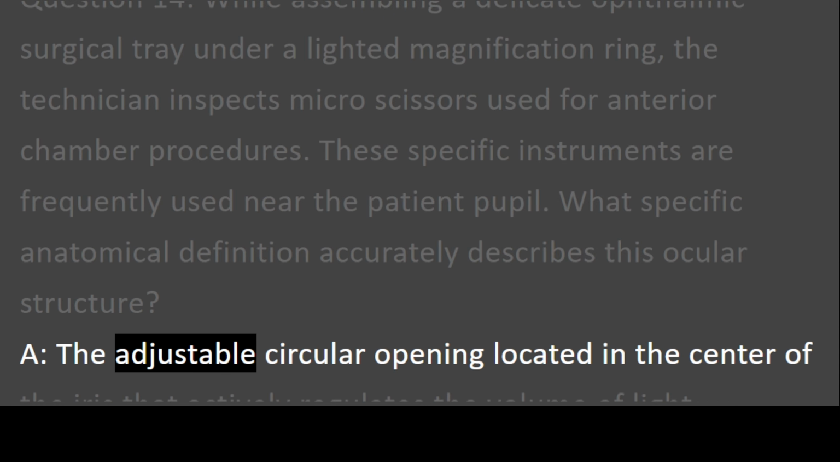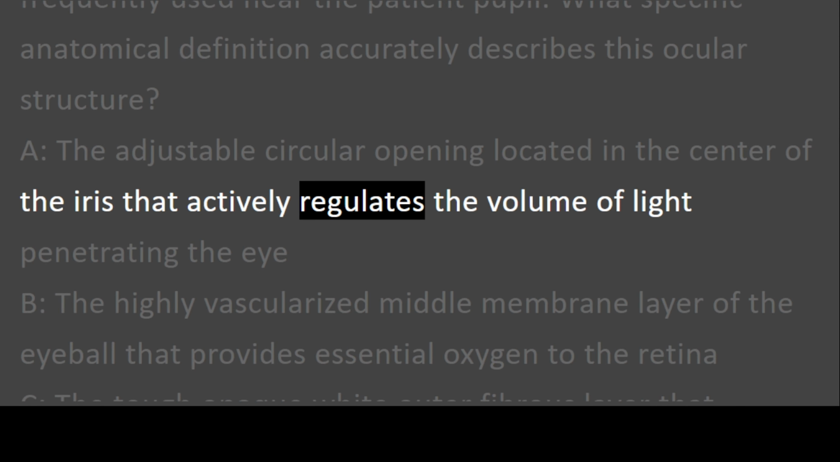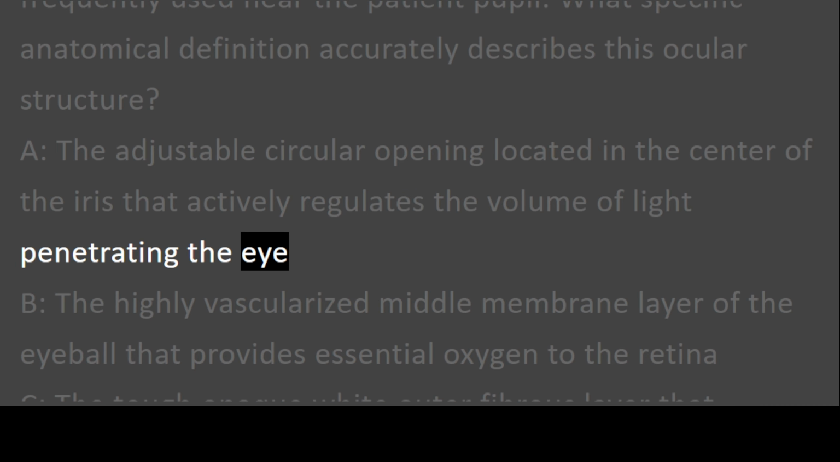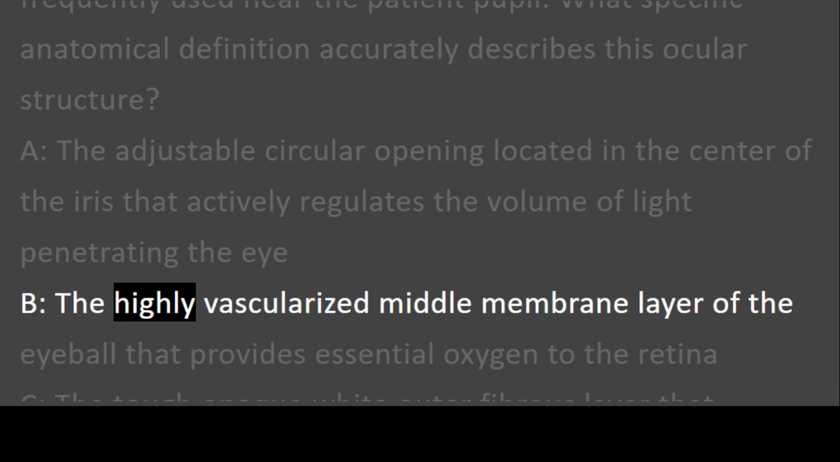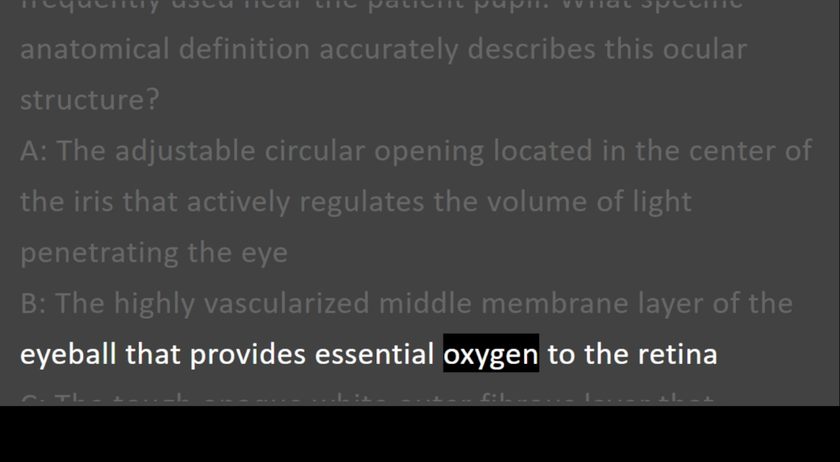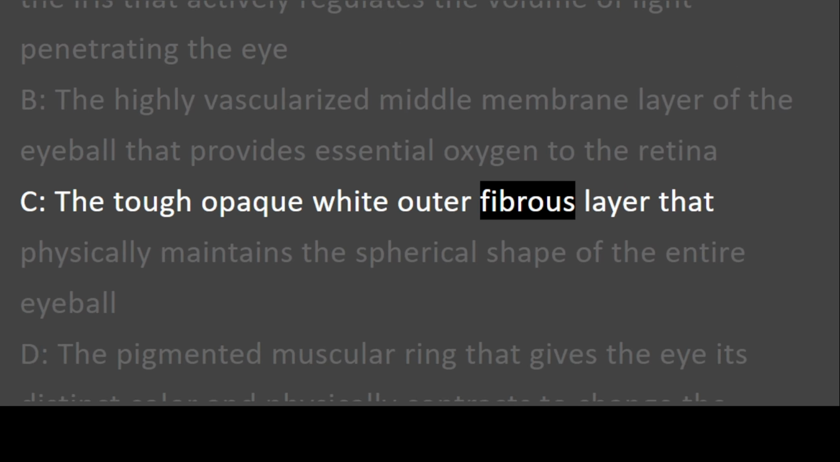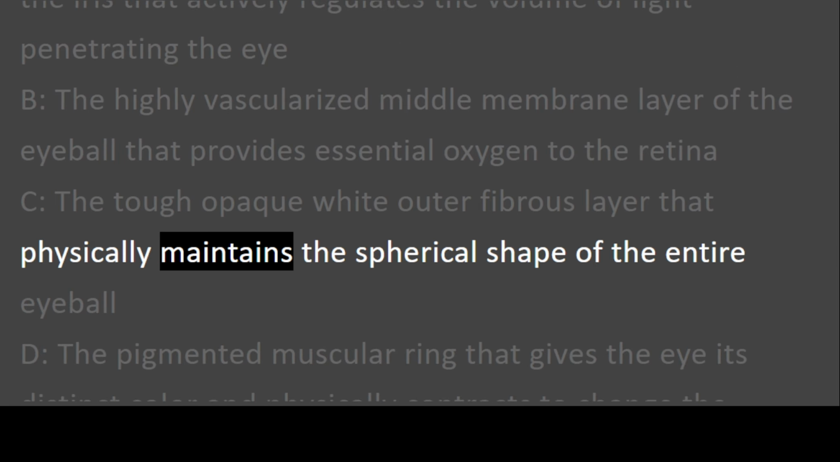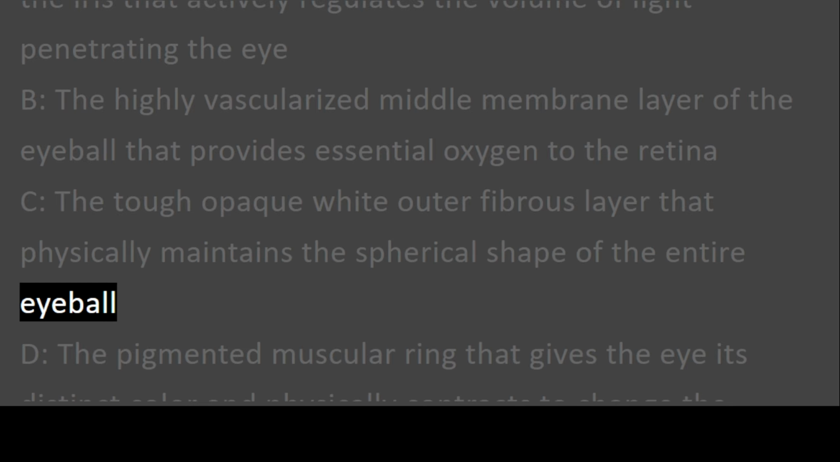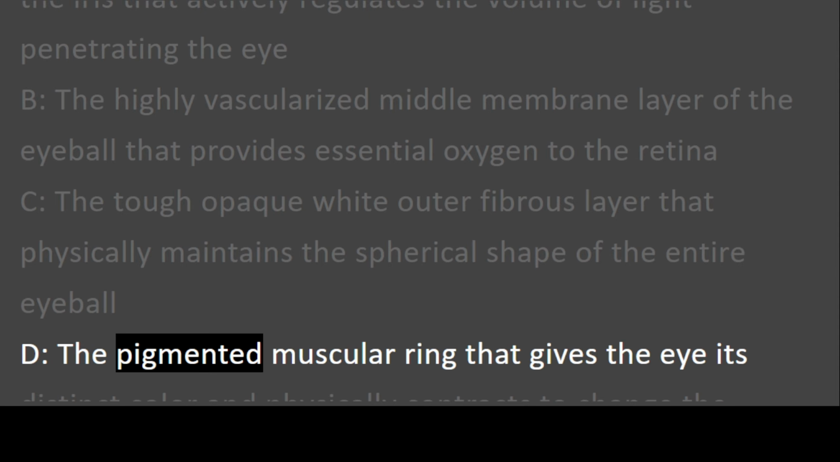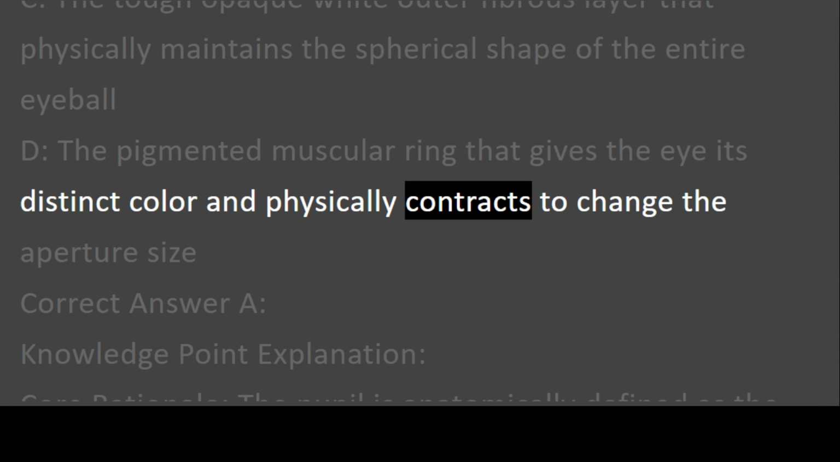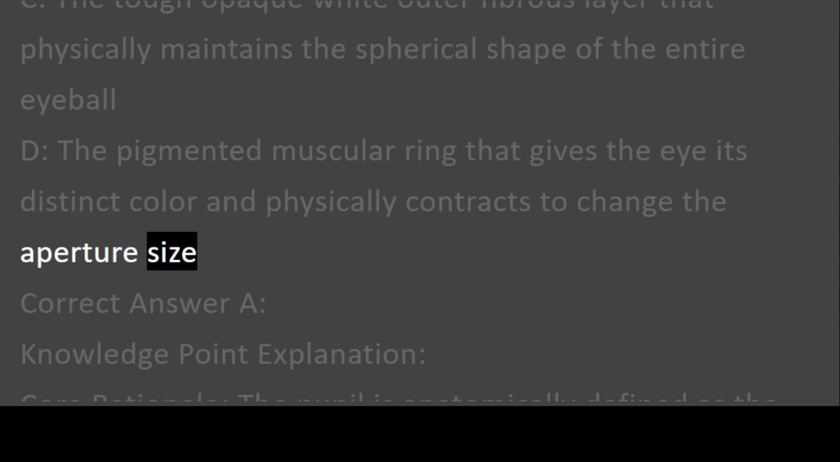A. The adjustable circular opening located in the center of the iris that actively regulates the volume of light penetrating the eye. B. The highly vascularized middle membrane layer of the eyeball that provides essential oxygen to the retina. C. The tough opaque white outer fibrous layer that physically maintains the spherical shape of the entire eyeball. D. The pigmented muscular ring that gives the eye its distinct color and physically contracts to change the aperture size.